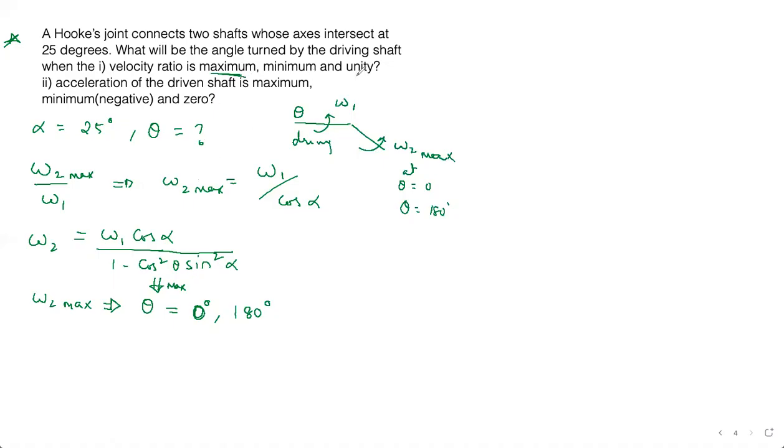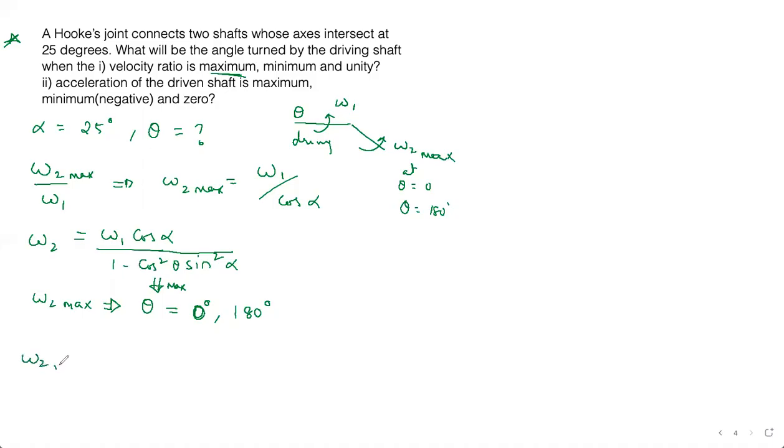You got the theta values. Minimum, so minimum is whenever the denominator is maximum, right? So when will the denominator be maximum? When this cos square theta will be minimum, right? 1 minus minimum value will give you maximum value.